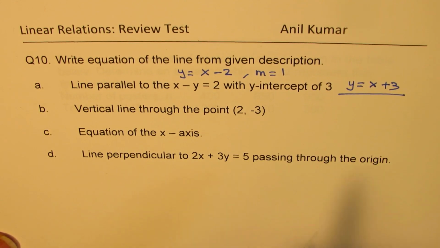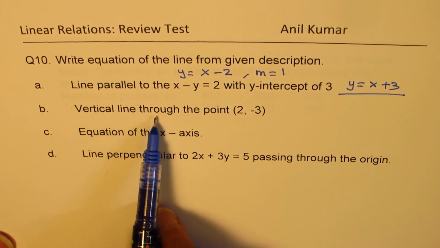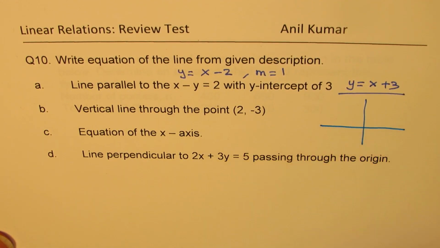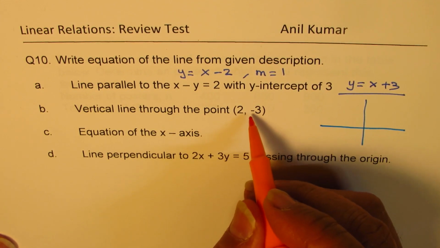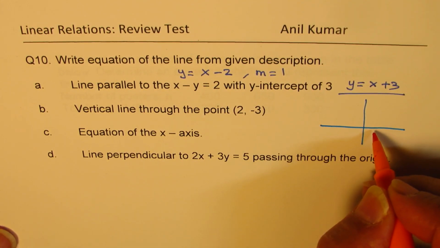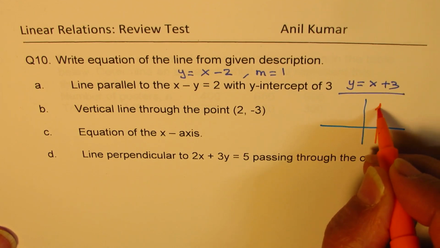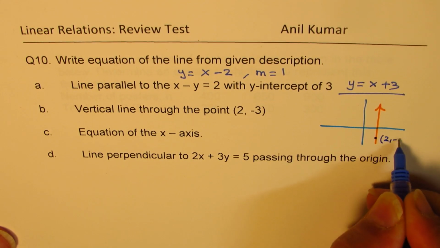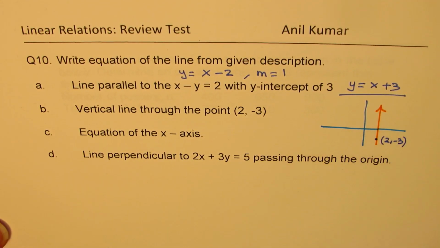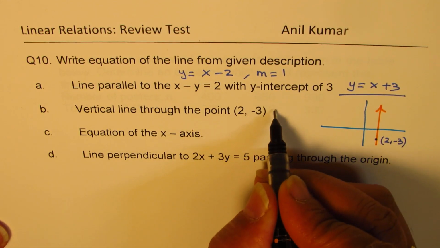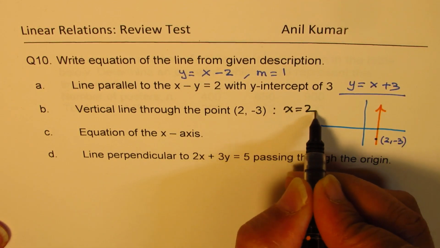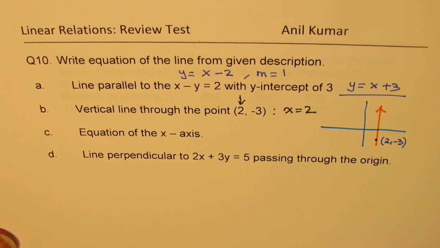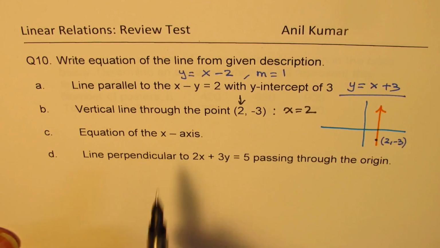Perfect. Right. Part B. A vertical line through (2, -3). So let's try to understand this also. We are saying a vertical line which is going through the point (2, -3). So x value 2, y value minus 3. Something like this, right? That is what we're looking for, where the point is (2, -3), right? So along the vertical line, the x value always remains the same. So the equation is x equals 2. So along the vertical line, the x-intercept is the equation, right? x equals 2.